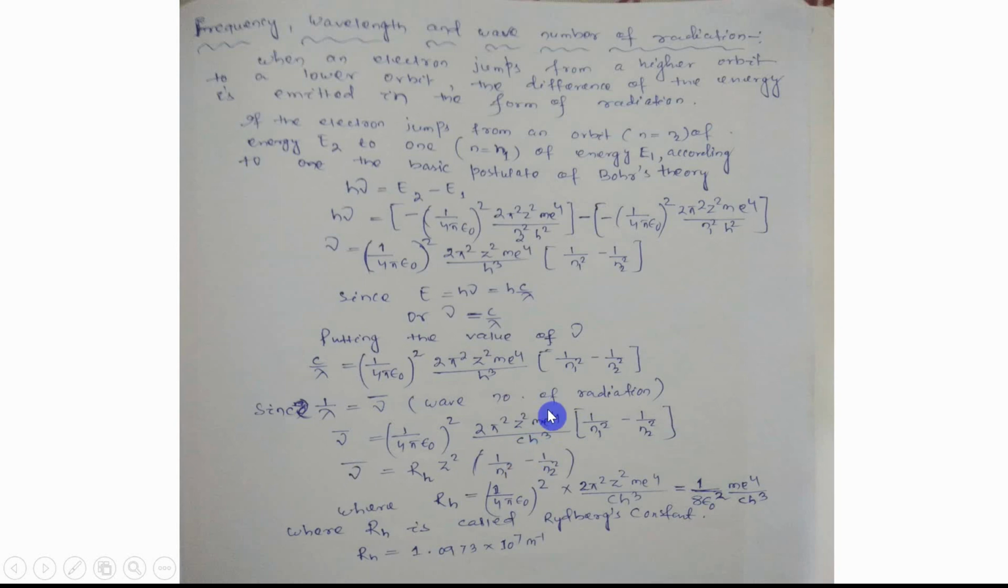So taking all the constants as a single constant, that is RH, and RH equal to 1 by 4 pi epsilon naught whole square into 2 pi square m e fourth by c h cube, or 1 by 8 epsilon naught square m e fourth by c h cube, where RH is called the Rydberg constant, and RH equal to 1.0973 into 10 to the power 7 meter inverse. This is a fixed or constant value.